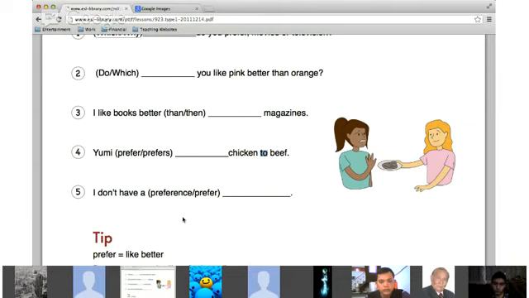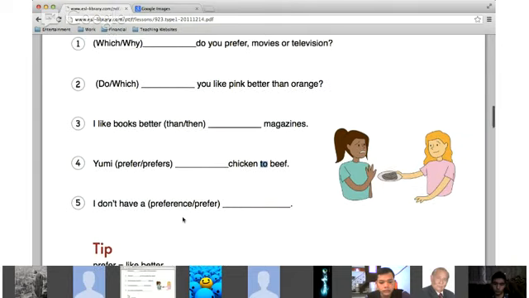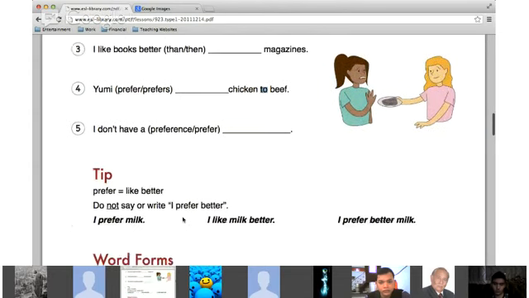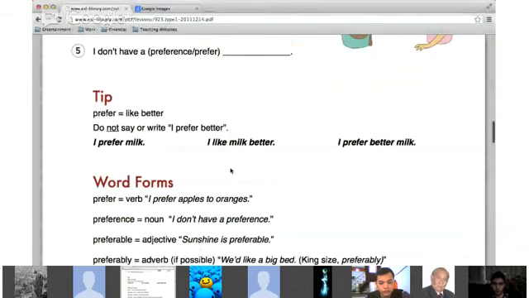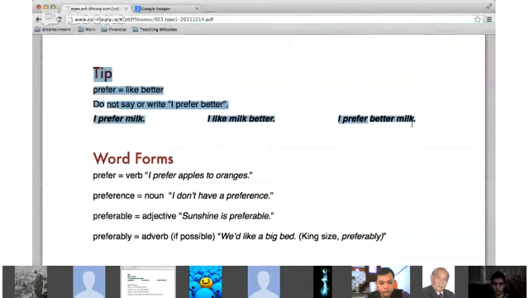Okay, any questions here, class? No. All right, very good. Let's go to Esther. Esther, please read the tip for us here, please. Prefer, like better. Do not say or write "I prefer better." I prefer milk. I like milk better. "I prefer better milk" is incorrect.